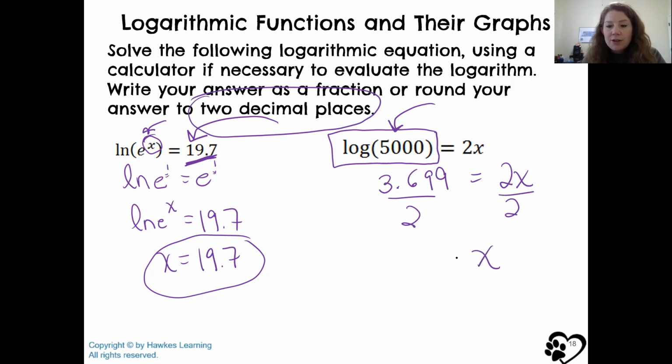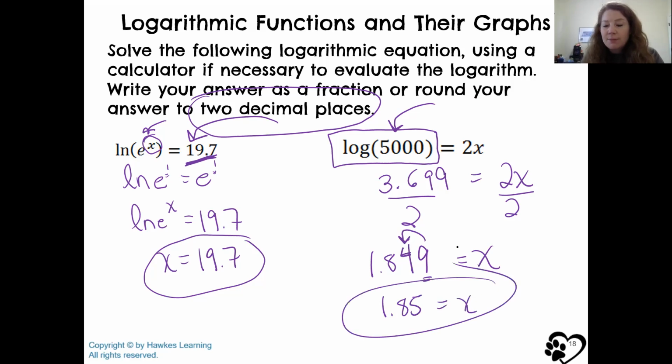According to my calculator, I have 1.849. For 2 decimal places, I'm going to look at the number in the thousands place and say, okay, what does an 8 do to a 4? It changes it into a 5. And if you don't round correctly, it's going to mark the whole thing wrong.